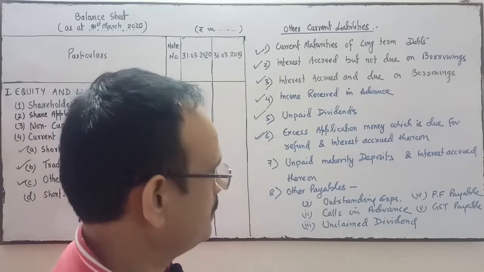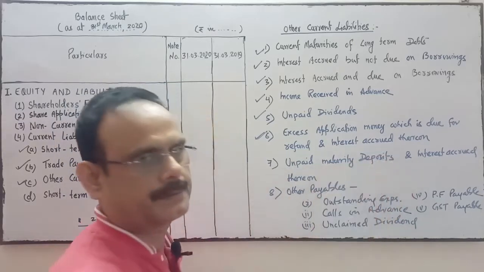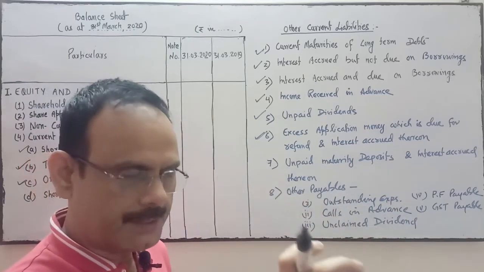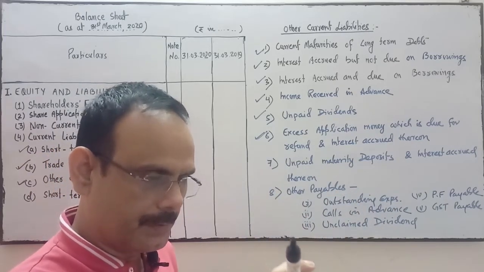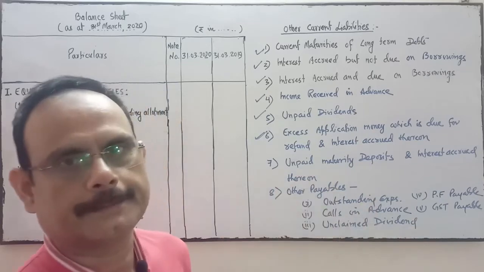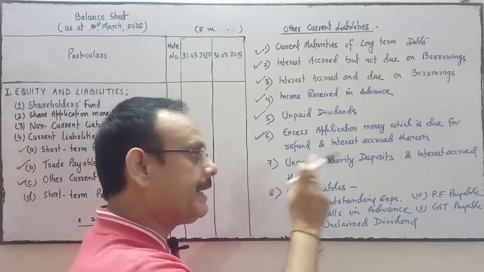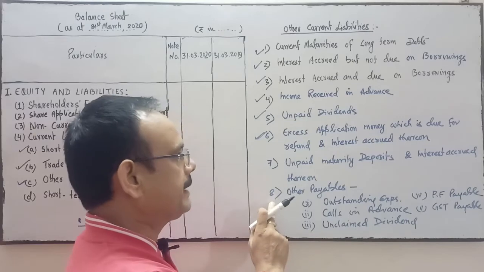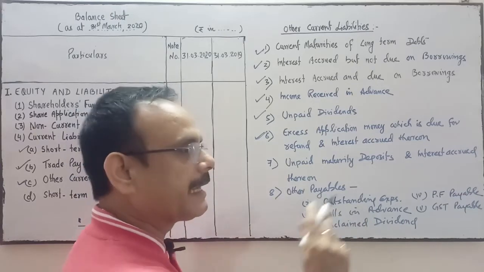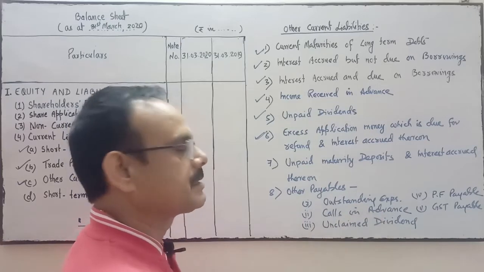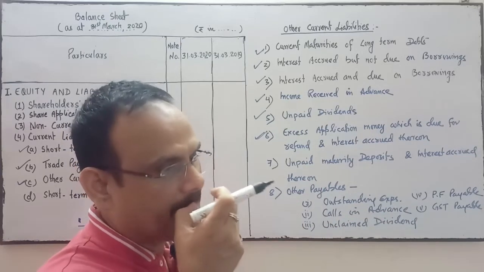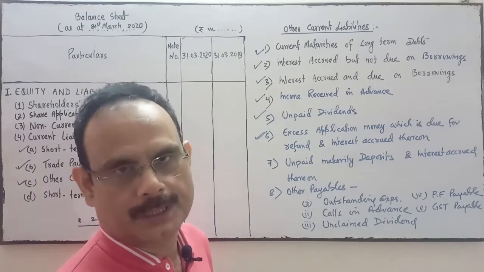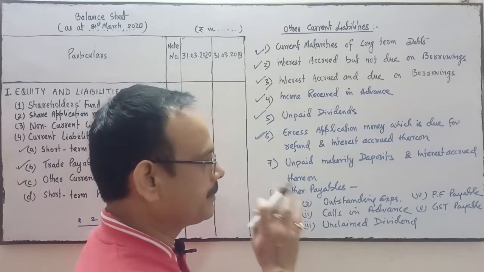Unpaid matured deposits. The deposit is matured but it is not yet paid by the company. The public has deposited the money which is due but not paid by the company. So that will come over here. Similarly, interest on that matured deposit will also come under the other current liability. Next is other payables like outstanding expenses, calls in advance, unclaimed dividend. Sometimes it may happen that no claim is made by any shareholders related to dividend. So unclaimed dividend.